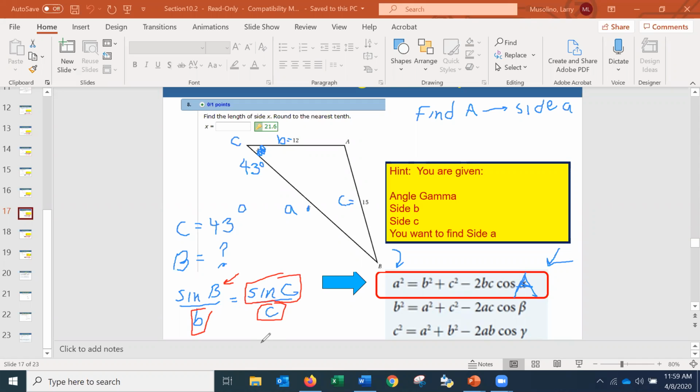Then if we do that, then we do 12 sine 43. Actually, after the 15 there's no sine, so we have to do the inverse sine. That's right. We're going to use inverse sine to find angle B. And I get the answer of 33.06.